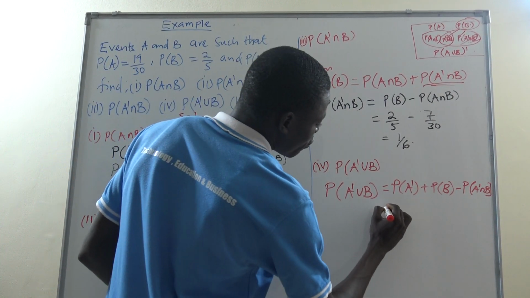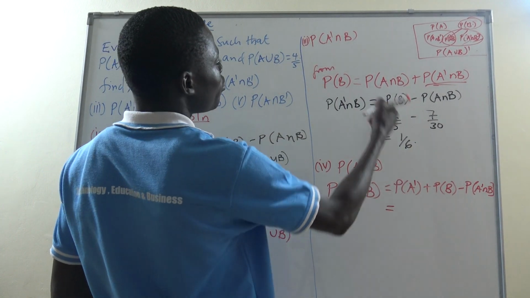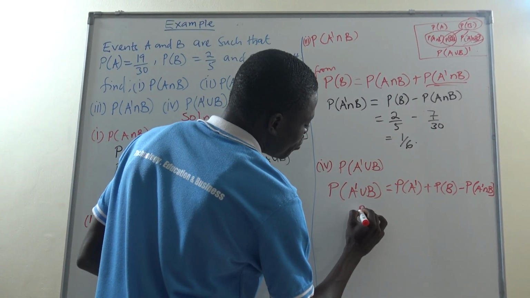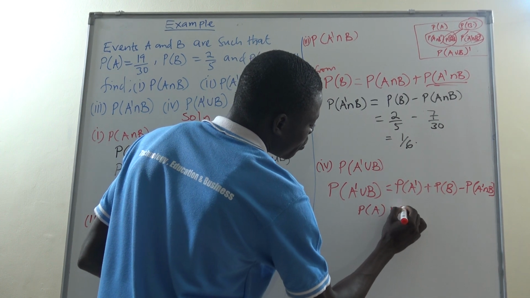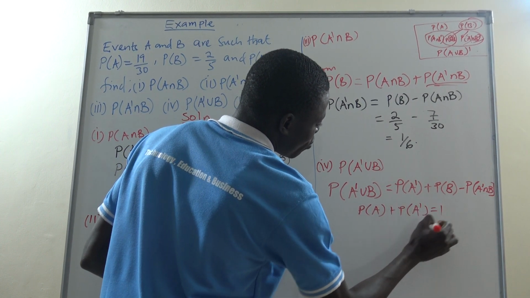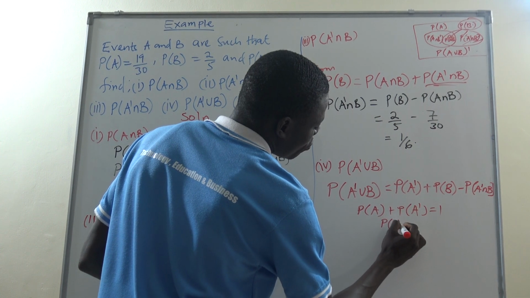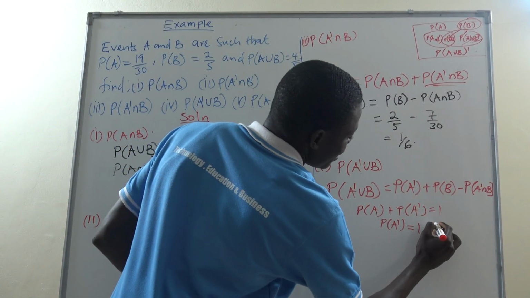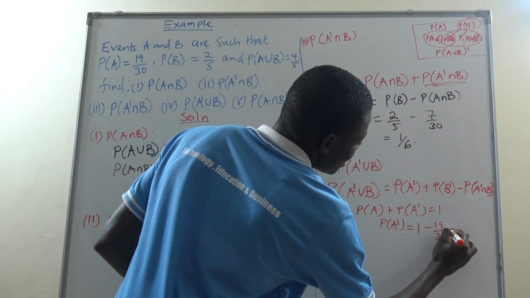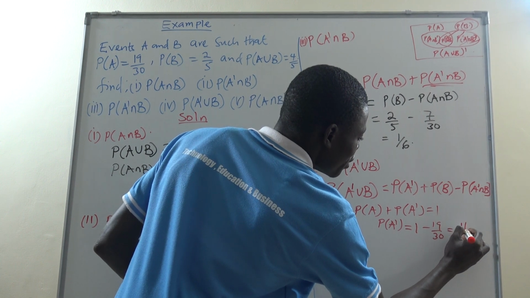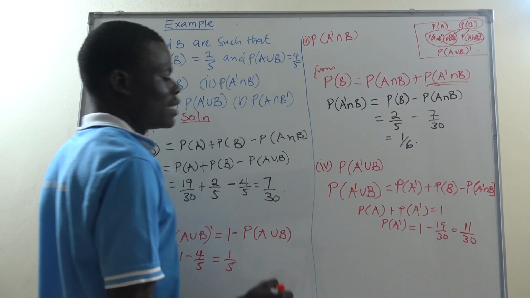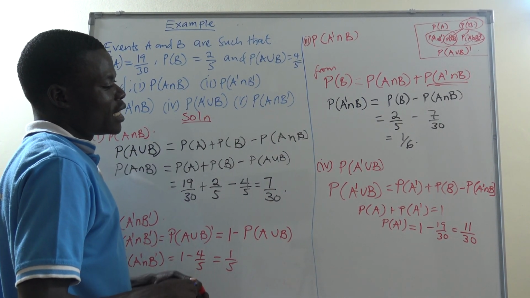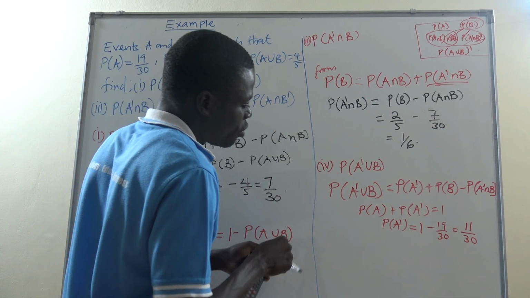Then for A complement, we put this complement, and this one becomes complement. So our probability of A complement union B becomes probability of A complement, but we said that probability of A plus probability of A complement equals 1. So probability of A complement becomes 1 minus probability of A, which is 19 out of 30. This one you get 11 out of 30.